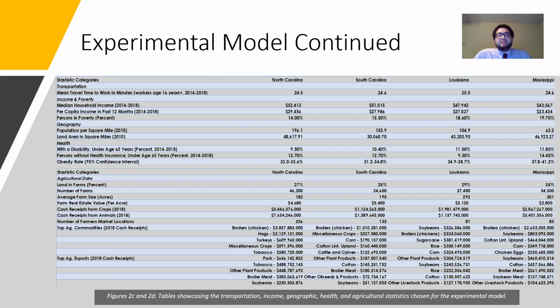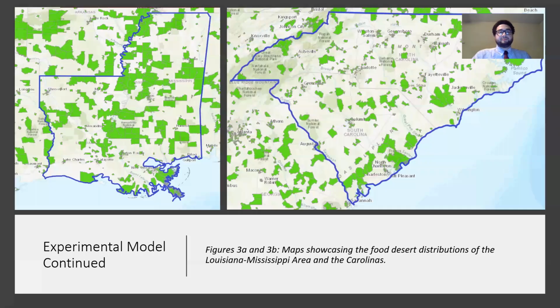In parts C and D, we can see the relevant transportation, income, geographic, health, and agricultural statistics chosen for our experimental model. Here, we can see more similarities between the states, but see differences once we get to the top ag commodity portfolios, where we can see that the Carolinas have a much stronger economic impact in their agricultural commodities as compared to the Mississippi Delta. But the Delta has a much larger agricultural diversity as compared to the Carolinas.